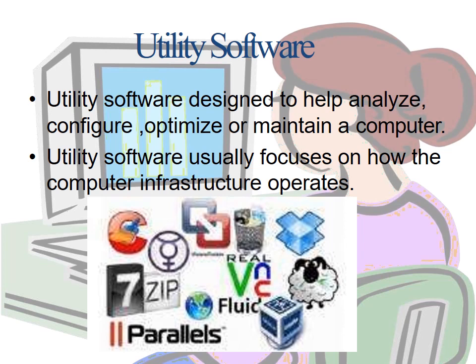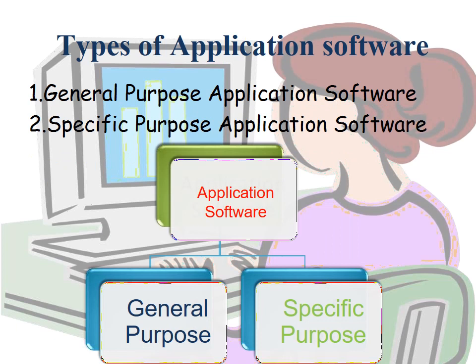Here are some pictures of utility software. For example, CCleaner, which cleans unwanted files from your computer. 7-Zip, Parallels, antivirus software, which removes viruses from your computer. Download Accelerator Plus, while downloading any files, it checks whether they will harm your computer or not, and many more.